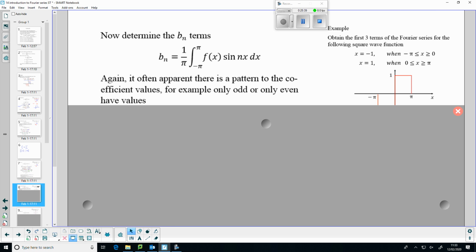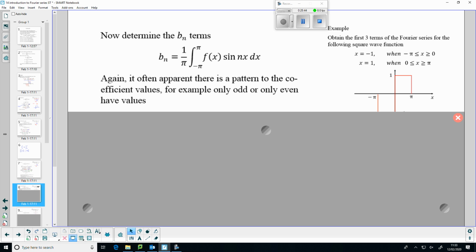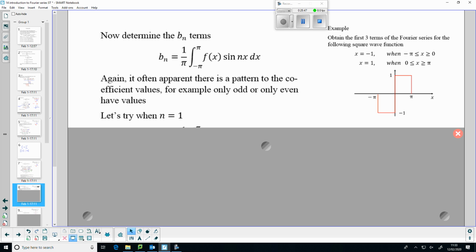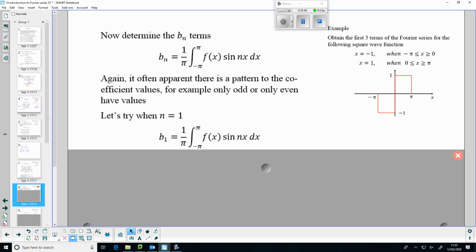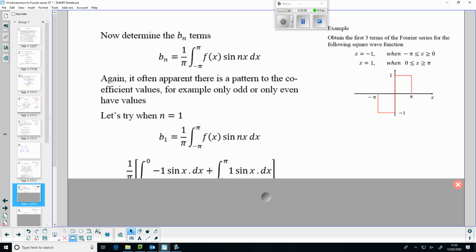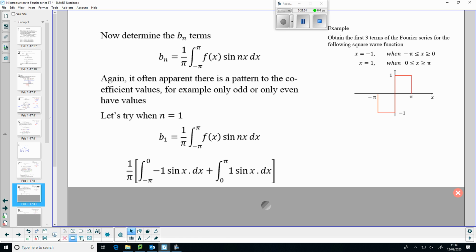Right. So, now we'll attempt to determine the B to the N terms. Let's try when N is 1. So this time, we're multiplying the sine of NX by the function to get the integrals. We'll do the red and blue as before. So there's the red half. That's the integral for that. There's the blue half. That's the integral for that.